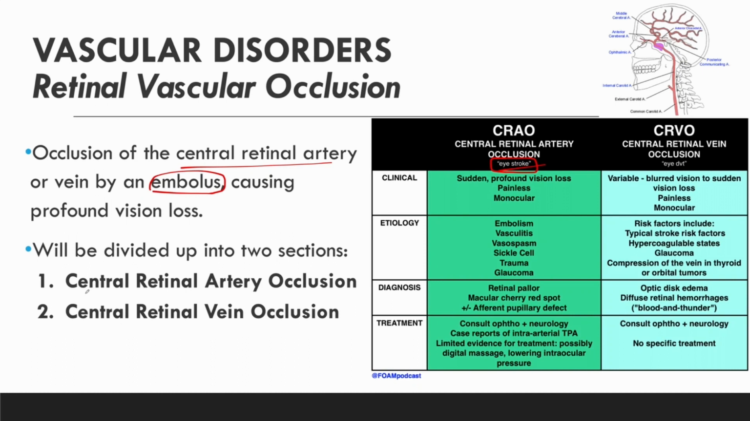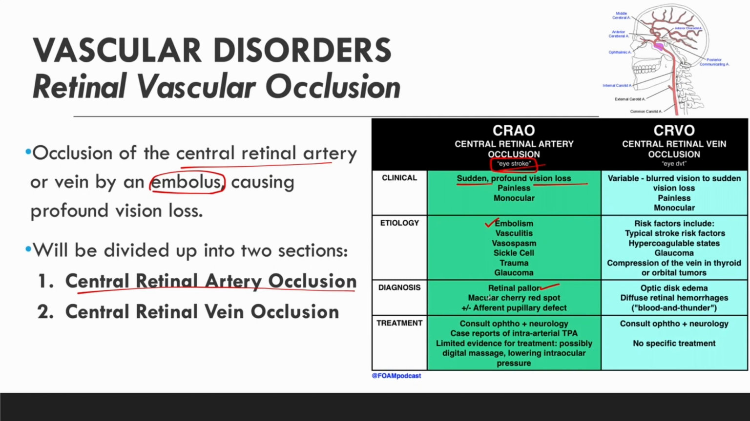So they get sudden, profound, monocular, painless vision loss. Most commonly due to an embolism, but it can also happen more locally, where you get either vasculitis or thrombus or things like that. What we'll see on the next slides is that because there's lack of blood flow to the retina, the color will change. It'll look more pale, and you'll actually get a macular cherry red spot.